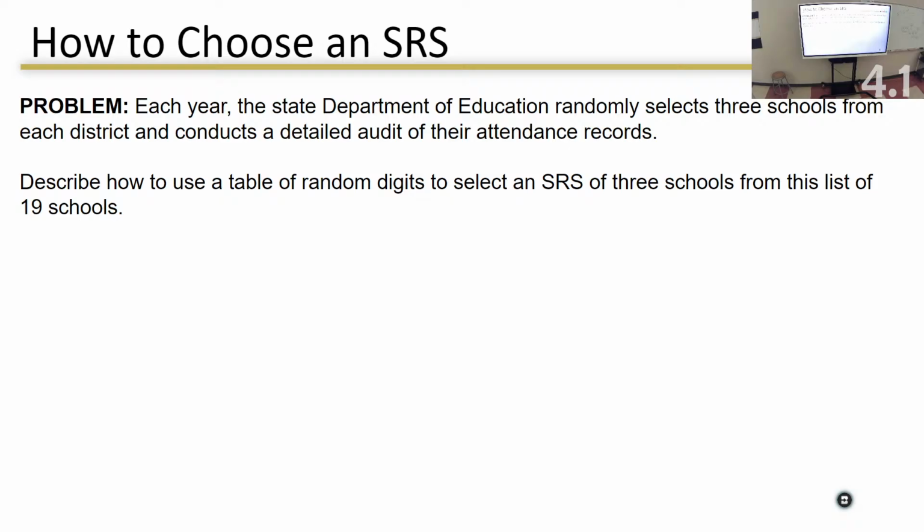Each year, the State Department of Education randomly selects 3 schools from a district, conducts a detailed audit of their attendance records. Describe how to use, this is a good question. Describe how to use, now they told me what to do, a table of random digits to select an SRS of 3 schools out of the 19.